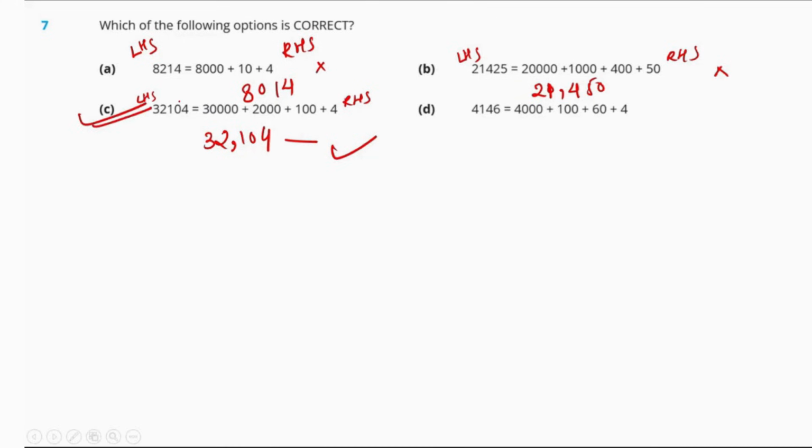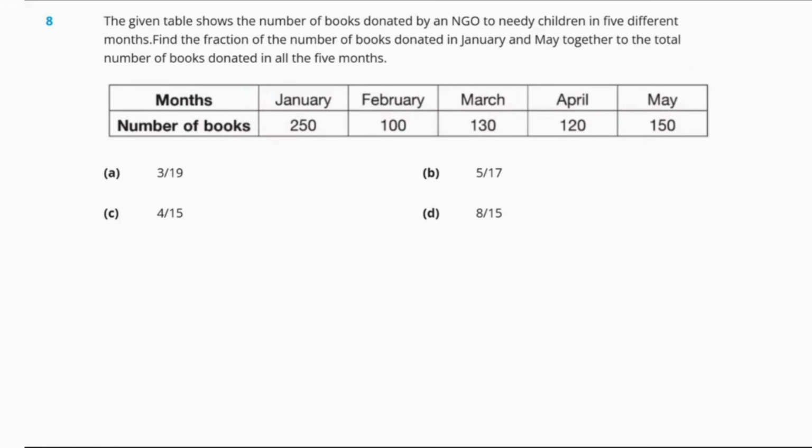Okay. Now, next is question number 8. The given table shows the number of books donated by an NGO to needy children in 5 different months. What are the months? The months are January, February, March, April, and May. Further, the question says, find the fraction of the number of books donated in January and May together to the total number of books donated in all the 5 months.